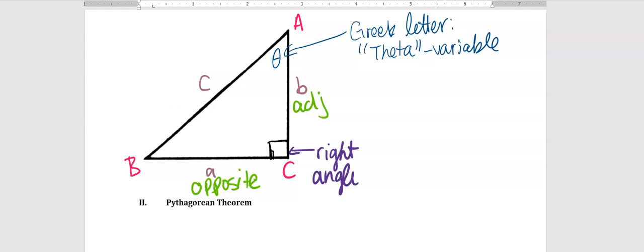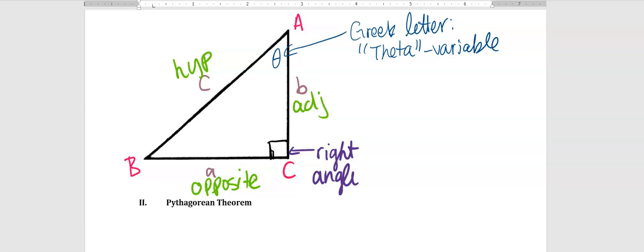Adjacent. Can anybody guess what C is? Pause and guess. If you guessed hypotenuse, you're totally right. It is hypotenuse. Okay, which I'll abbreviate as HYP.